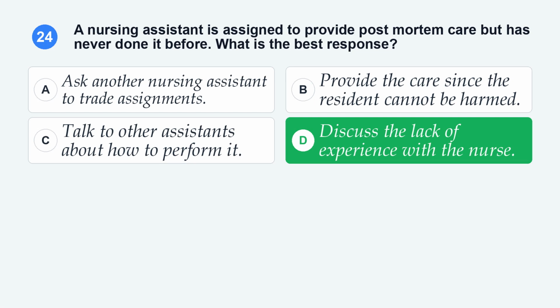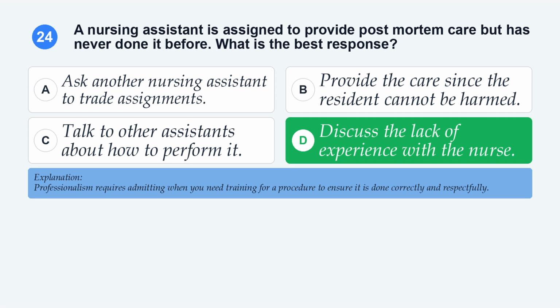The correct answer is option D. Discuss the lack of experience with the nurse. Explanation. Professionalism requires admitting when you need training for a procedure to ensure it is done correctly and respectfully.